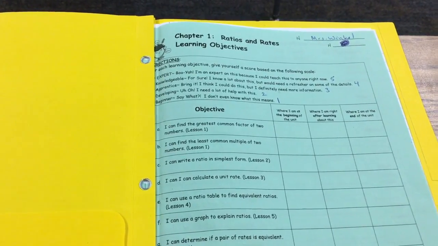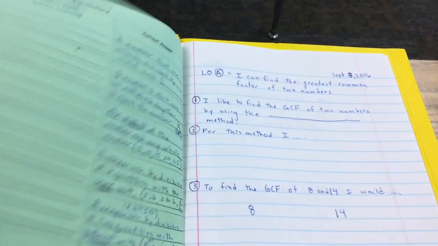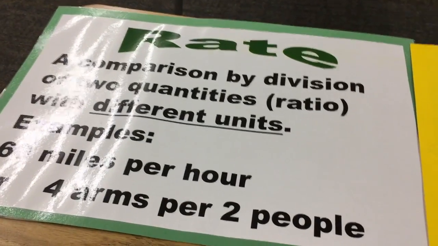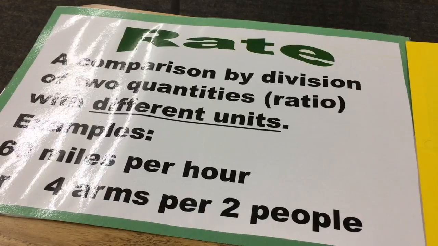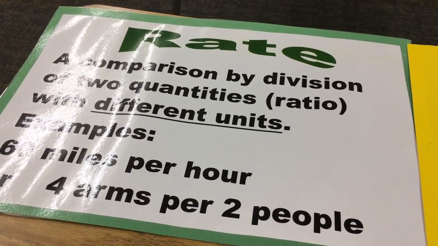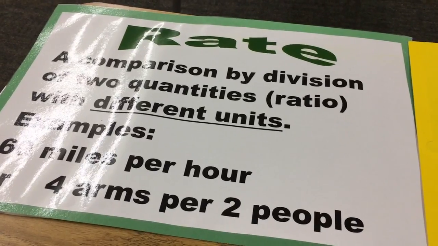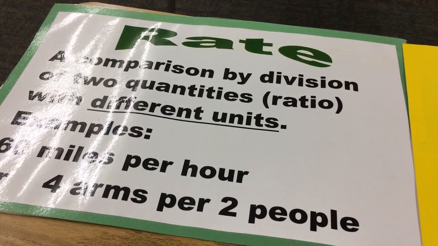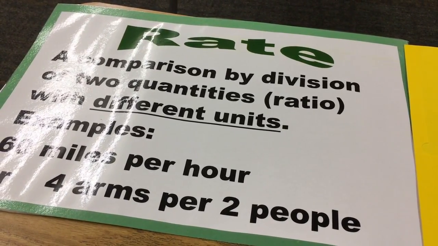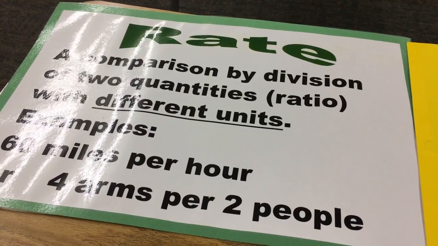Now in class, we talked about what a rate is. We wrote it right here. So this was our rate poster. A rate is a comparison by division of two quantities, which is a ratio. But this ratio is special because it has different units on the top and the bottom. So that's what makes it a rate.